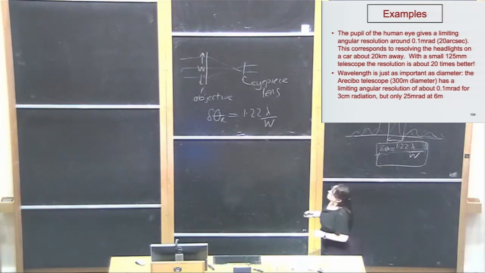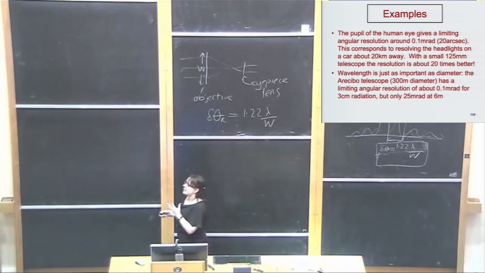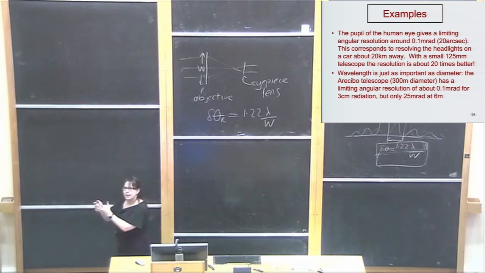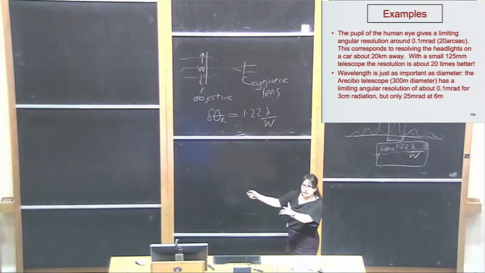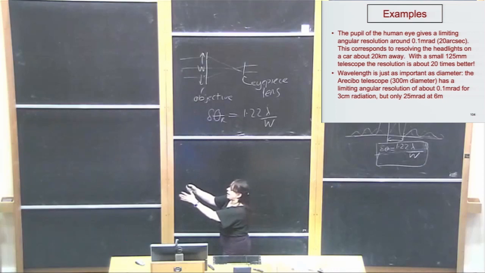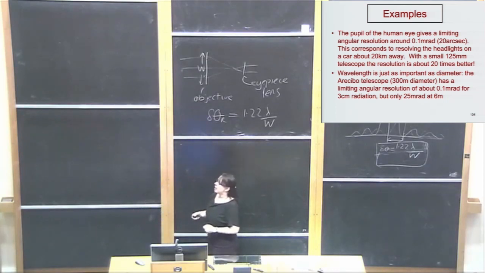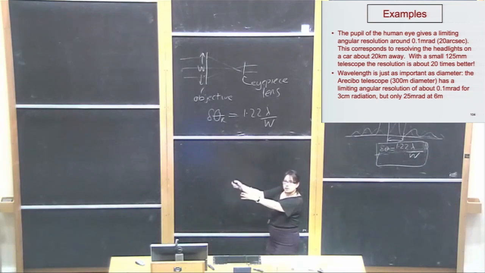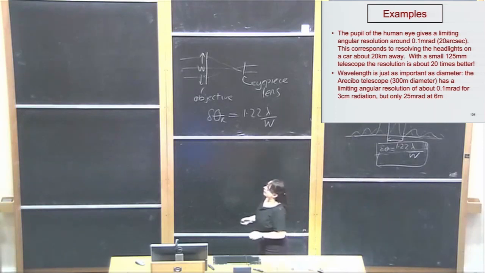Okay. So it's probably easier to visualize what that really means by thinking of objects you could actually resolve. That is about equivalent to being able to resolve car headlights, for example, about 20 kilometers away. So 20 kilometers away, assuming you've got perfect vision, assuming there's nothing in the way, assuming there's no atmospheric turbulence, you should be able to tell that a car 20 kilometers away really is a car rather than a motorbike, say, right? You can see that you've got two separate headlights.